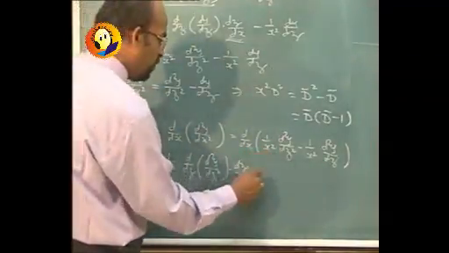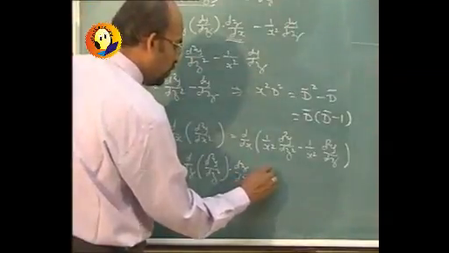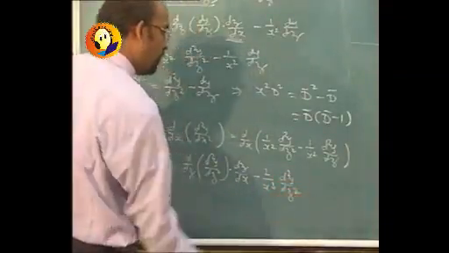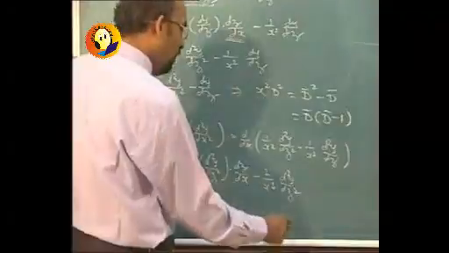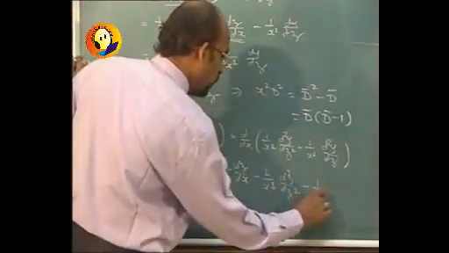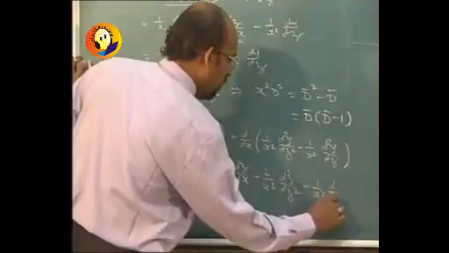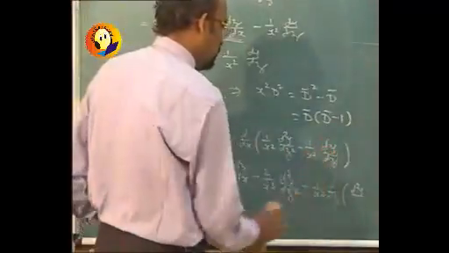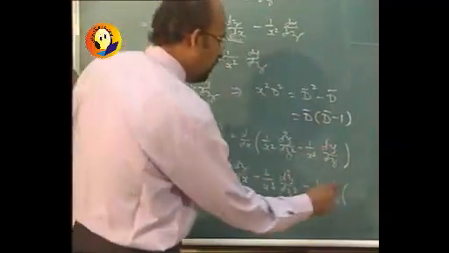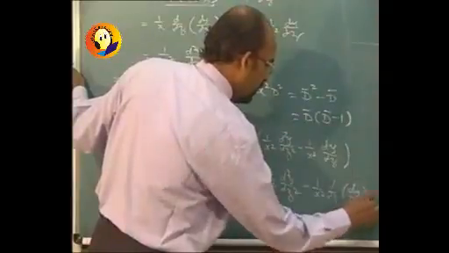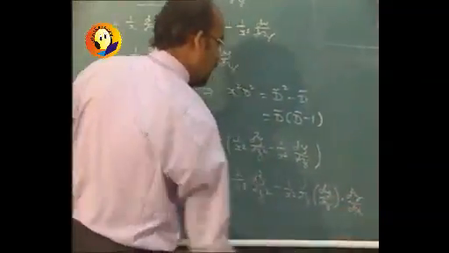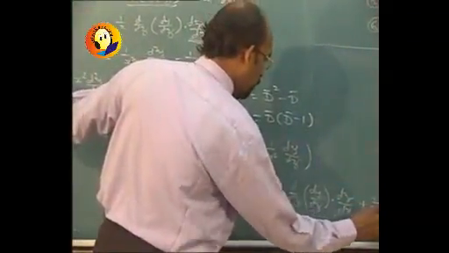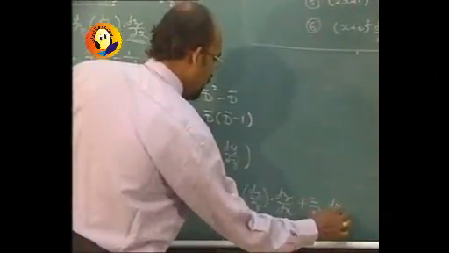Then differentiation of 1 upon x square will be minus 2 upon x cube d2y by dz square. The third term will be written as minus 1 upon x square into d by dz of dy by dz into dz by dx, and then differentiation of 1 upon x square will be minus minus plus, this time 2 upon x cube dy by dz.